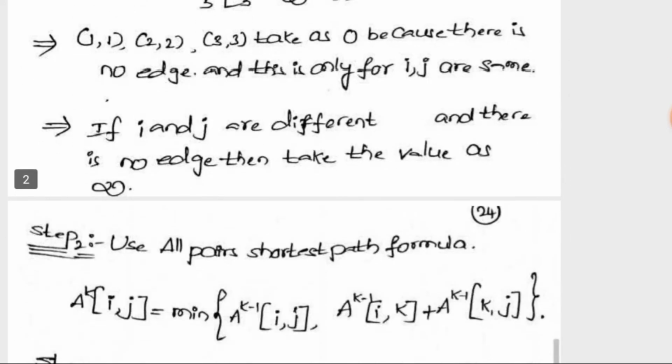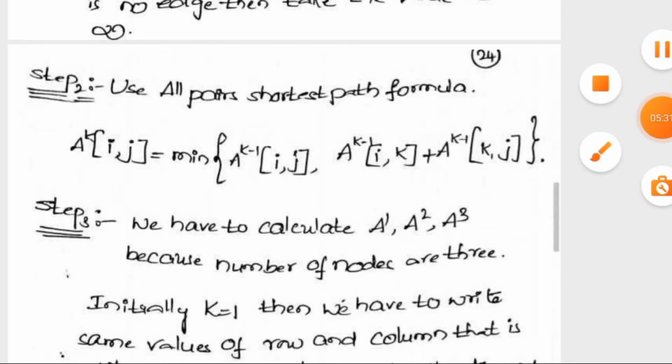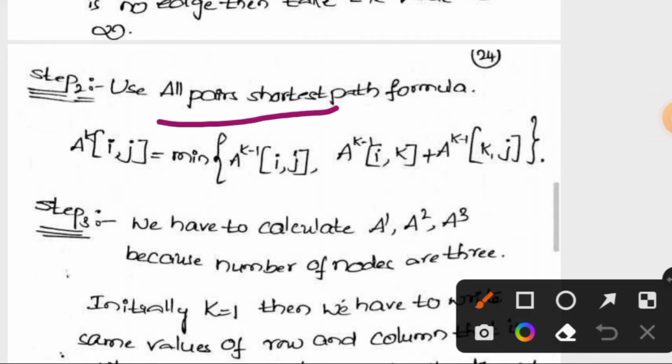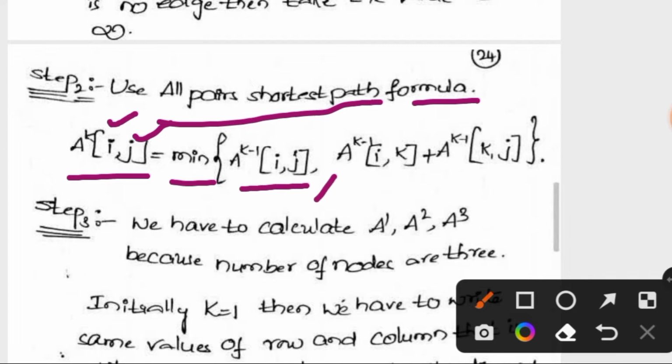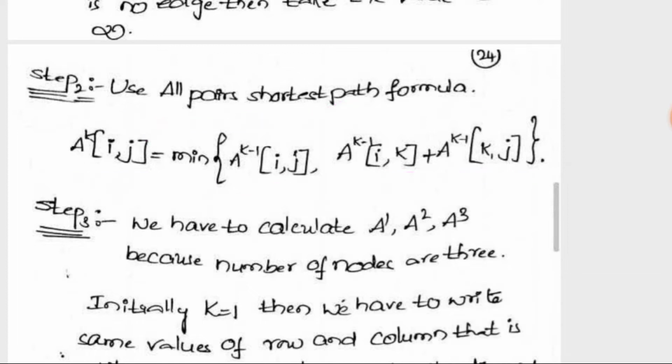Now in the next step we have to write the formula. The all pair shortest path formula is A power k of i comma j, where i represents a vertex and j also represents a vertex, and that is the min of A power k minus 1 of i comma j, comma A power k minus 1 of i comma k plus A power k minus 1 of k comma j. From this we calculate the A power 1 value, A power 2 value, and A power 3 value. First we take the next step.